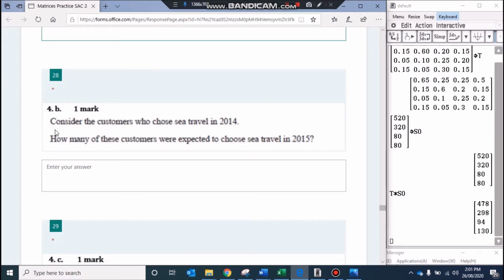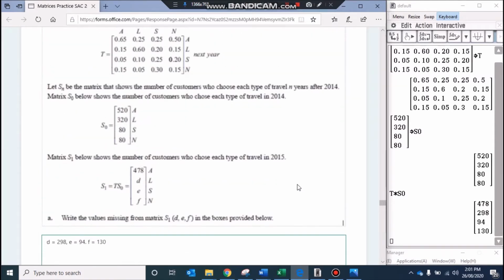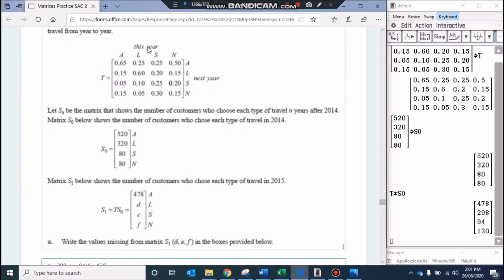Part B of this question says, let's consider the customers who chose sea travel in 2014. How many of these customers were expected to choose sea travel again in 2015? So this question is about interpreting what this transition matrix is saying. So if you have sea travelers this year, what percentage of those sea travelers will choose sea travel again next year? So you're looking at where column S intersects row S. So this number here represents the percentage of people who chose sea travel this year and are still going to choose sea travel next year.